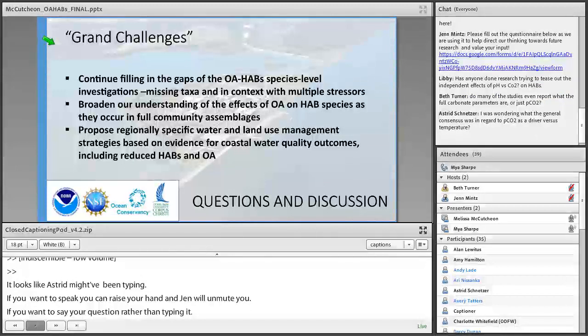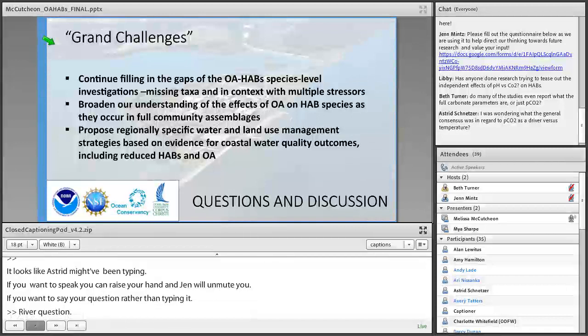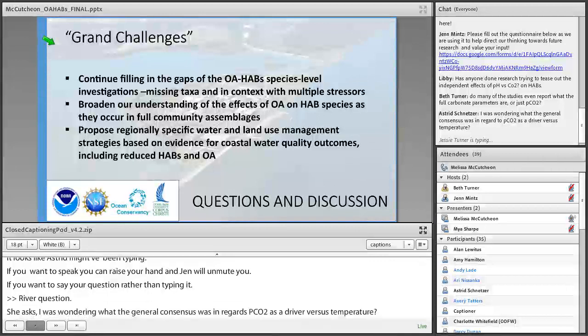Yes, we have our question from Astrid. She asked, I was wondering what the general consensus was in regard to PCO2 as a driver versus temperature. You know, it seemed to me that there were more studies that showed that temperature was a more important driving factor, at least in growth rate, than PCO2 was.